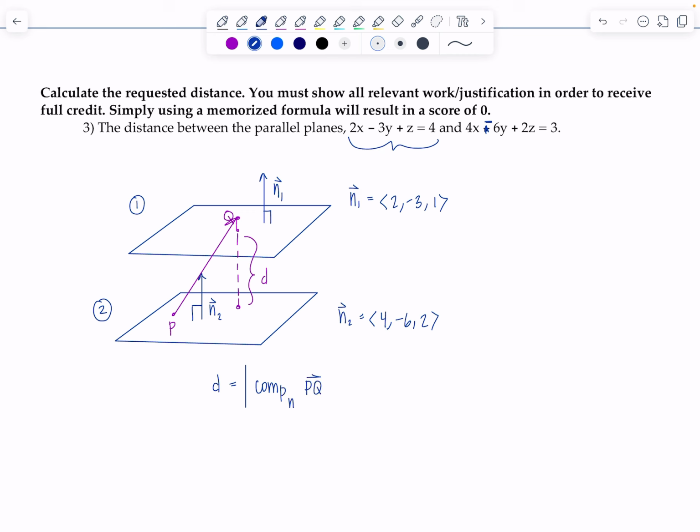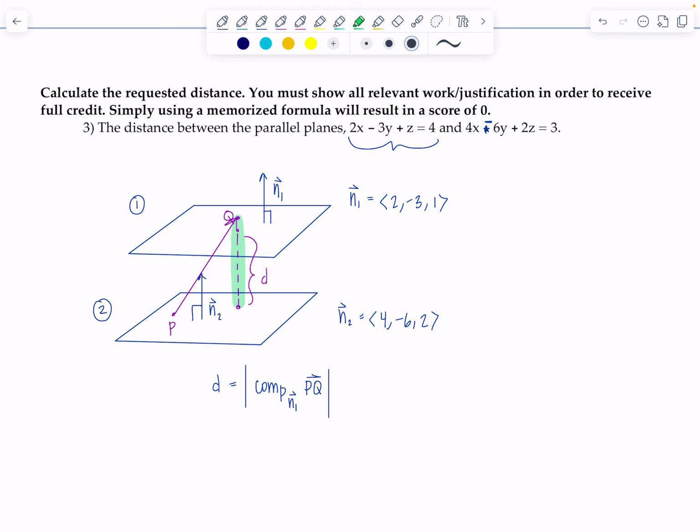I'll just do normal 1 because it has smaller numbers. You could also project along normal 2. It doesn't matter. So I'll repeat. You connect the two planes, and then what I want to do is project this vector along either of their normals, and when I find the scalar projection of that vector, that will give me the distance between the two planes. Take absolute value just in case it comes out negative.